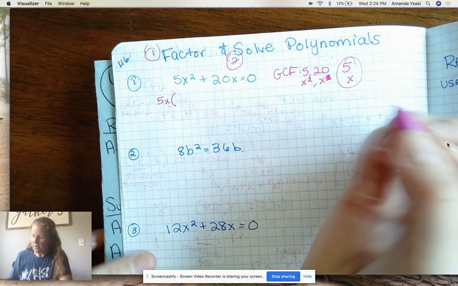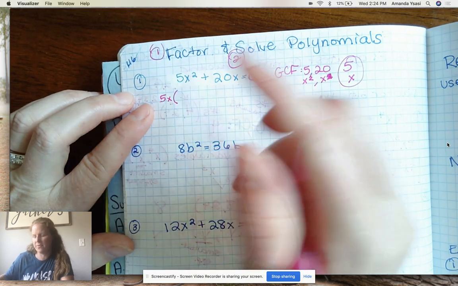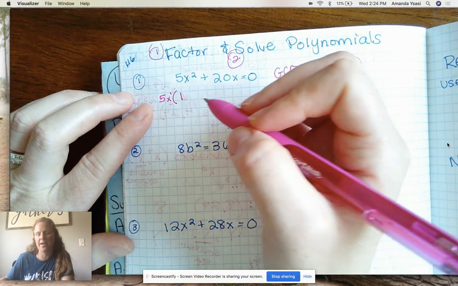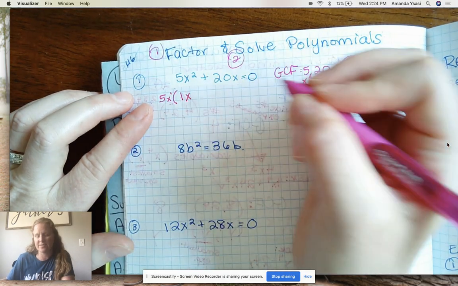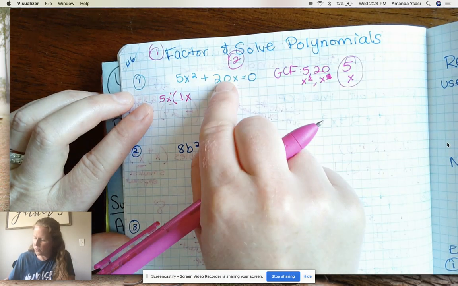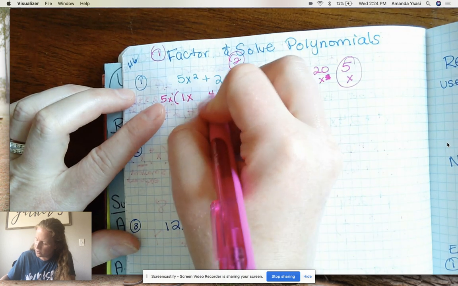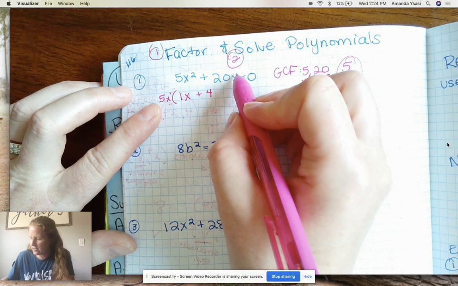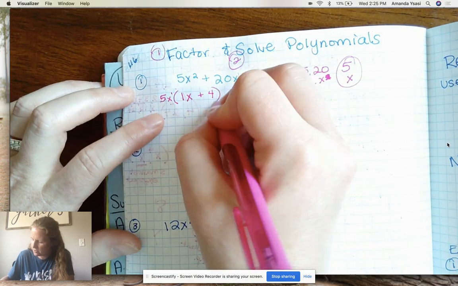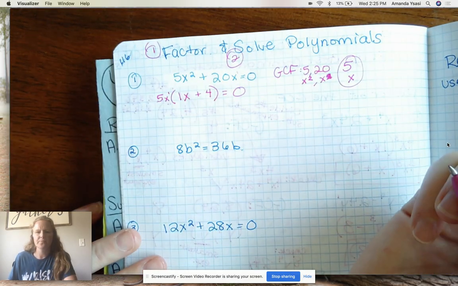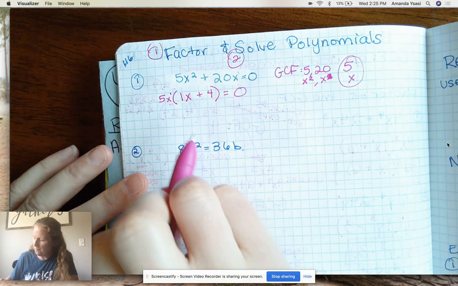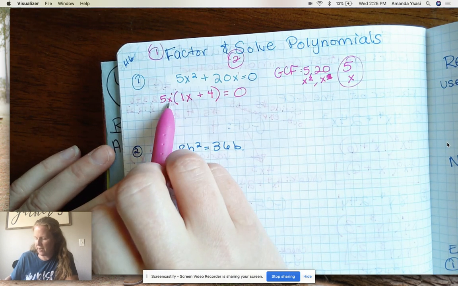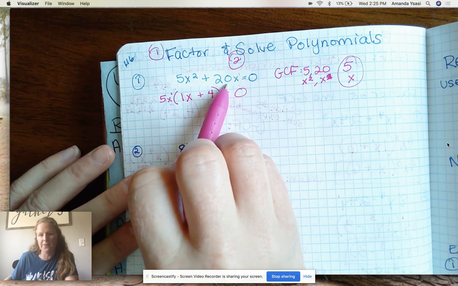5x. Okay, divide these. 5 divided by 5 is 1. X squared and x to the first, I'm going to subtract, so it's just x. And then 20 divided by 5 is 4. And this is a plus because everything's positive on this one. And then x to the first and x to the first. So that is it like that. Then you can go ahead and try it out. 5x times 1x is 5x squared. 5x times 4 is 20x. So we did it right.